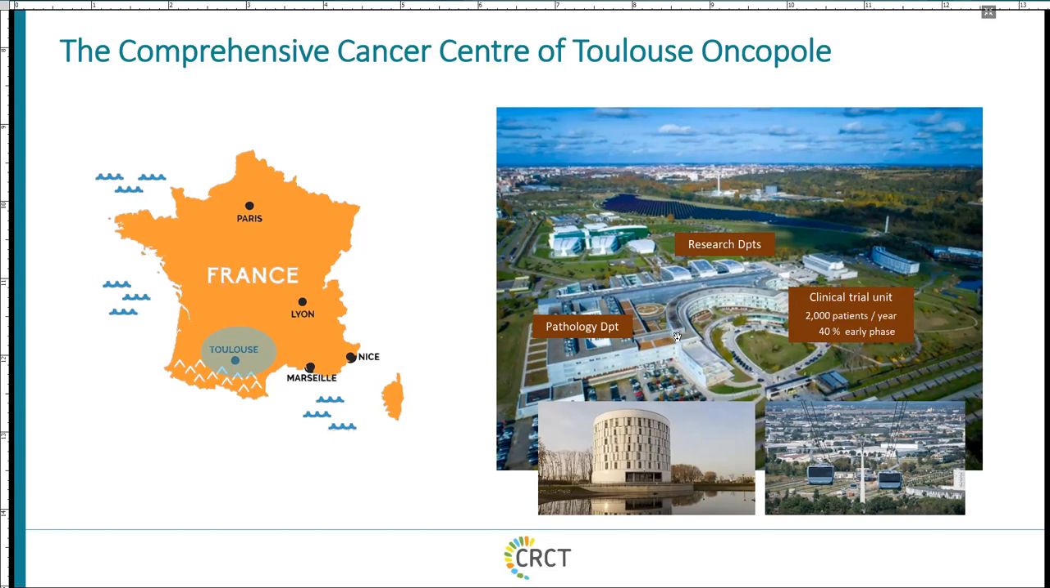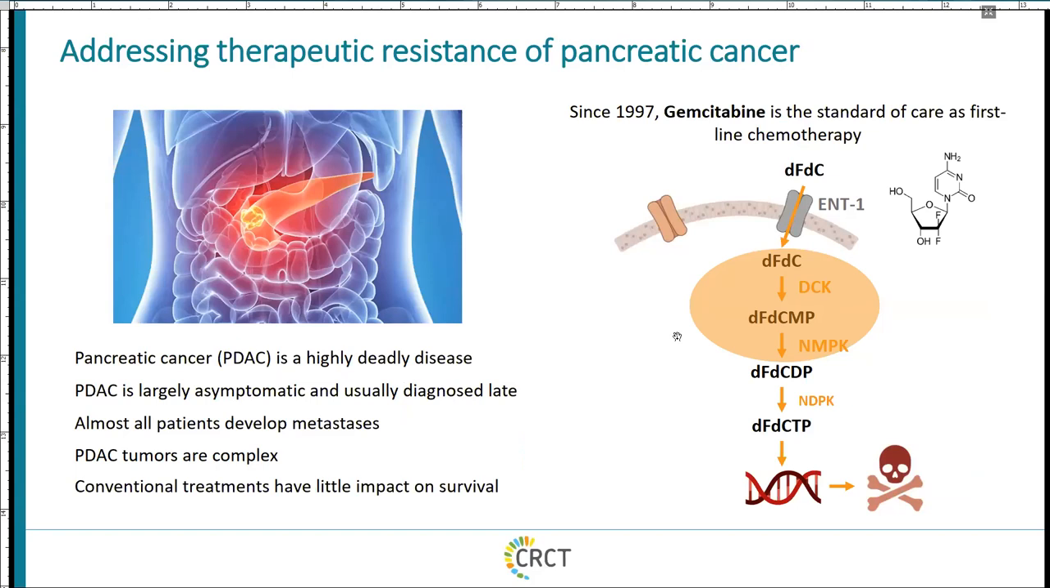Next slide, please. I've been interested in addressing therapeutic resistance of pancreatic cancer for a long time now. For those of you who may not know this disease, it's a highly deadly disease. The problem with pancreatic cancer, or PDAC, which is the acronym, is that it is largely asymptomatic and usually diagnosed late. All the patients develop metastasis, so sometimes it's really hard to treat them. Those tumors are very complex at the cellular and molecular level, and conventional treatments have little to no impact on survival. It's projected to be the second cause of death by cancer by 2030.